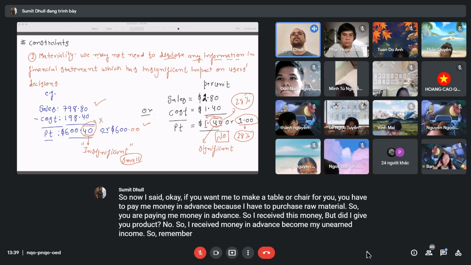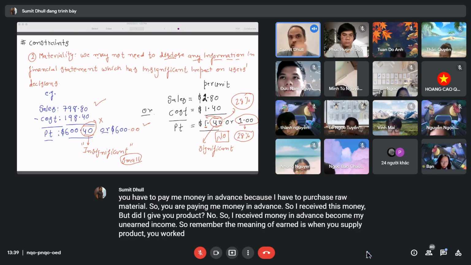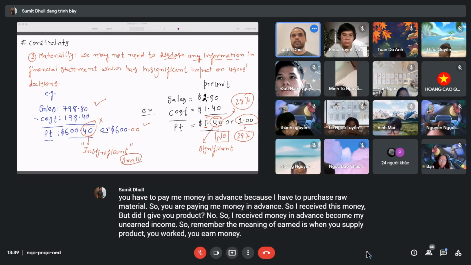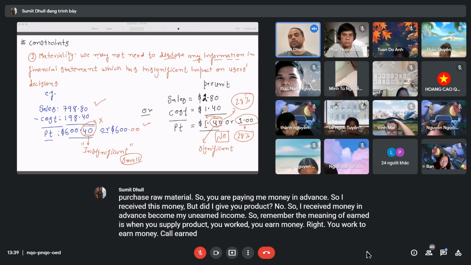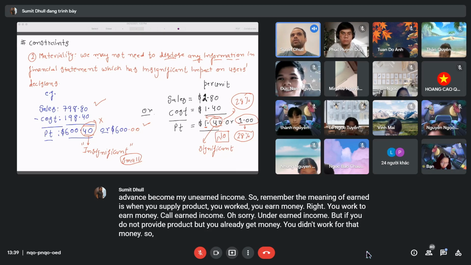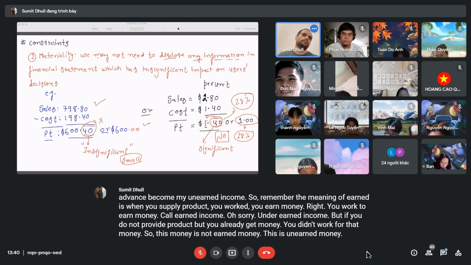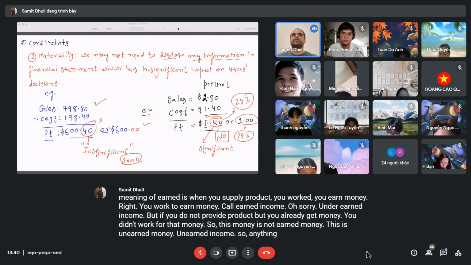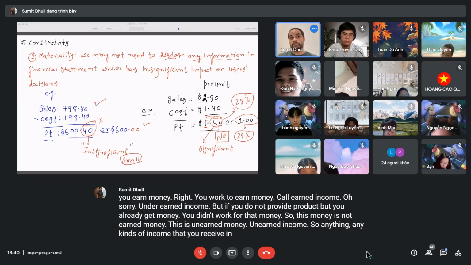Remember, the meaning of earned is that when you supply a product, you work, you earn money. You work to earn money, called earned income. But if you do not provide a product, yet you already get money, you didn't work for that money. So this money is not earned money. This is unearned income. Any kind of income that you receive in advance is unearned income.